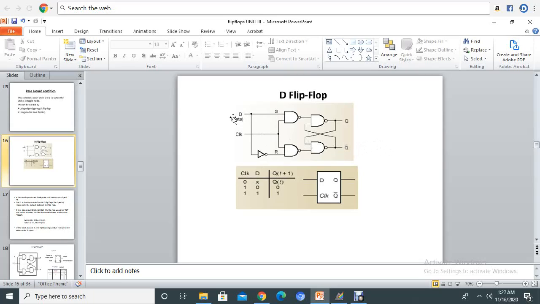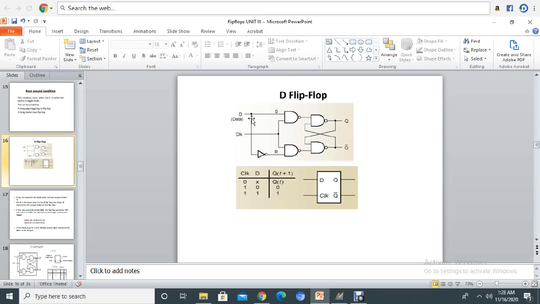Okay, first I am applying D is equal to 0. D is equal to 0 means S is equal to 0, R becomes 1. All of you know that if S is equal to 0, R is equal to 1, then the output will be 0. To clear the RS flip-flop, you have to set reset is equal to 1. Now reset is 1, so Q is equal to 0. So if you apply D is equal to 0, you will get 0 at the output.